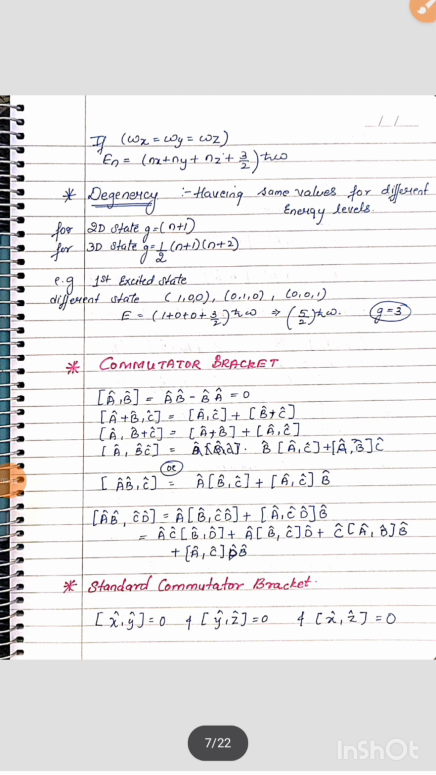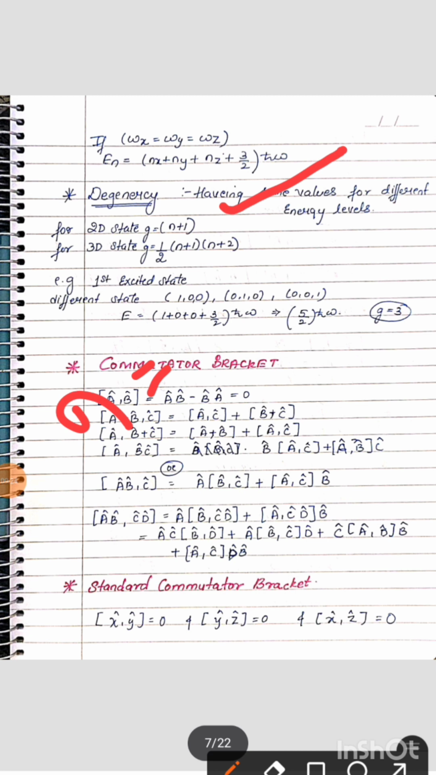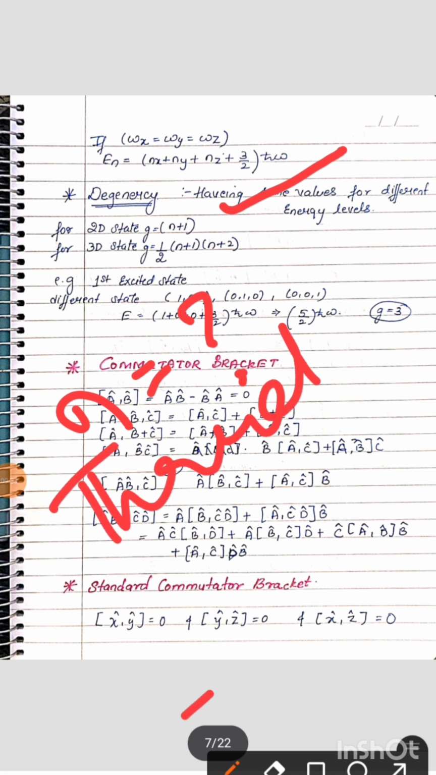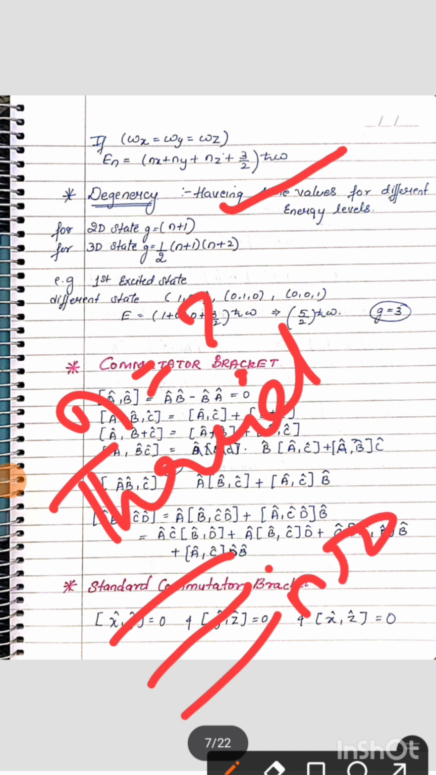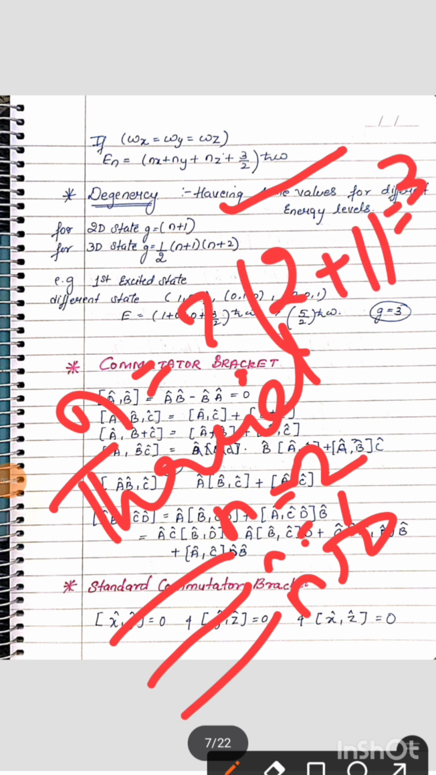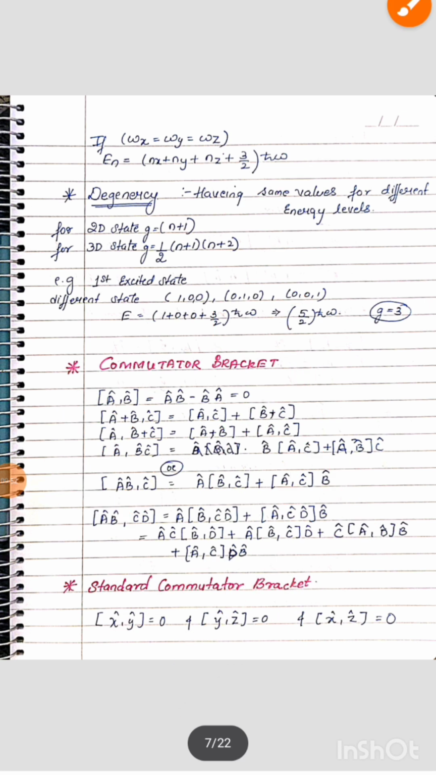For degeneracy calculation, we have a direct formula. For a 2D state, G is equal to n plus 1. For whichever nth level they are asking, directly get the value. If they are asking for the third state of energy level, the third state is what? That is n is equal to 0, n is equal to 1, n is equal to 2. Here n is equal to 2 means 2 plus 1 is equal to 3. Then I will say the degeneracy is 3. Similarly, for a 3D state, G is equal to half (n plus 1) into (n plus 2) directly.